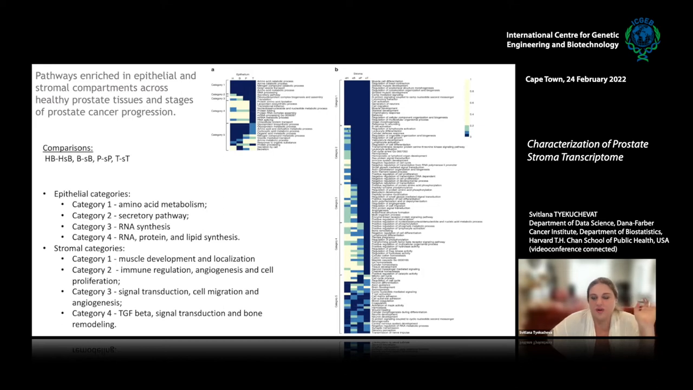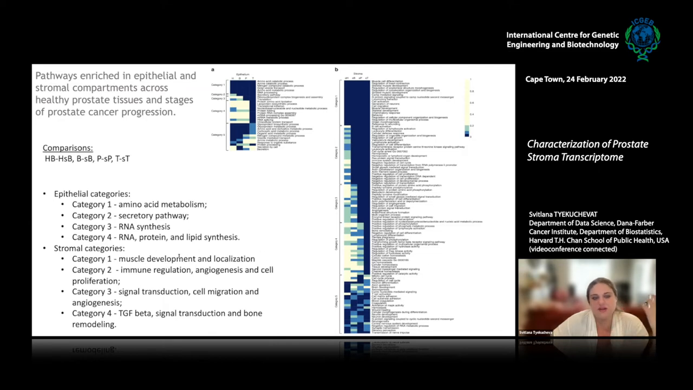And what is interesting here is that we see a group of pathways that are enriched for the differentially expressed genes between epithelial and stromal compartments across all stages of prostate cancer progression, if you will. And for epithelial, this category is amino acid metabolism. So overall, epithelium and stroma will differ on amino acid metabolism. And in the stromal categories, it will be pathways related to muscle development and localization.